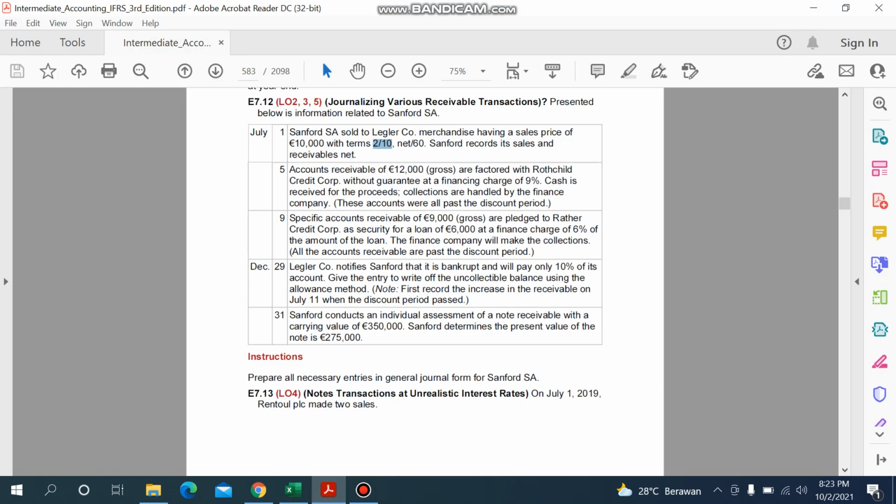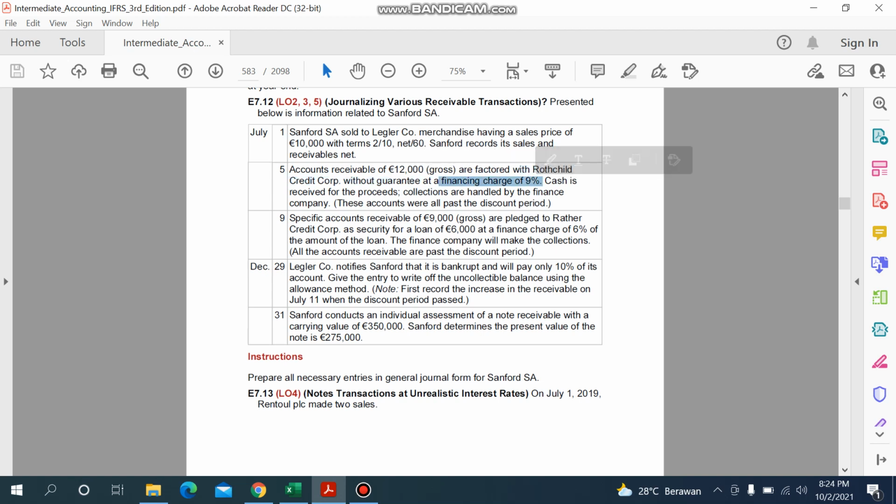And then July 5th, accounts receivable of 12,000 gross are factored with Rothschild Credit Corp without guarantee at a financing charge of 9%. Cash is received for the proceeds. Collections are handled by the finance companies. Discounts were all past the discount period. So the company factored its receivables without guarantee, so without recourse, at a financing charge of 9%.